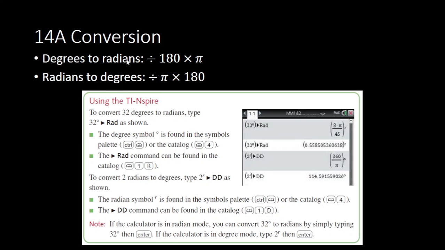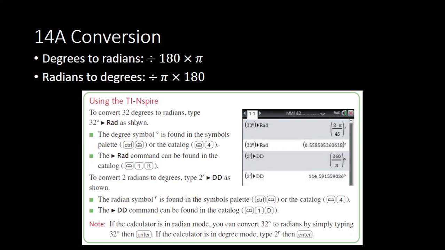From degrees to radian, you divide your degree angle by 180 and you multiply by pi. If you have an angle in radian, now your angle in radian can be a multiple of pi, but can also be a decimal. You will divide by pi and multiply by 180. If your angle in degrees is a decimal value, your answer will also be a decimal. It doesn't have to be a multiple of pi.